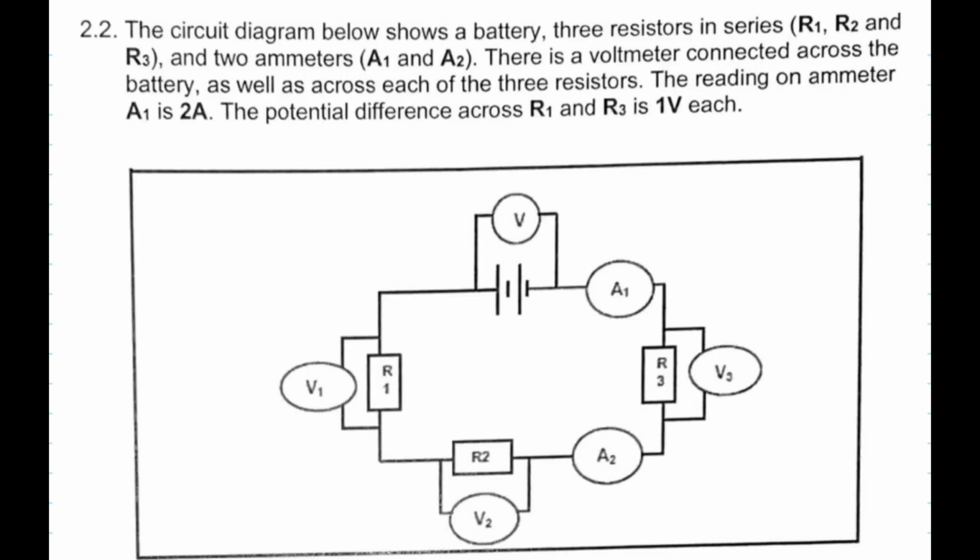Question 2.2. Let's have a look at it. The circuit diagram below shows a battery, 3 resistors in series, R1, R2 and R3, and 2 ammeters, A1 and A2. There's a voltmeter connected across the battery, as well as across each of the 3 resistors. The reading on ammeter A1 is 2 ampere. The potential difference across R1 and R3 is 1 volt each.